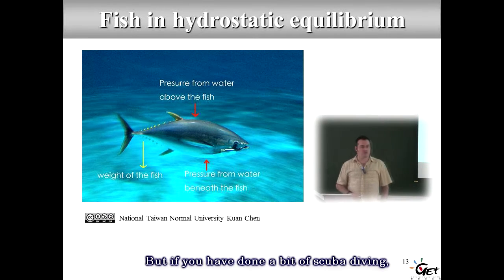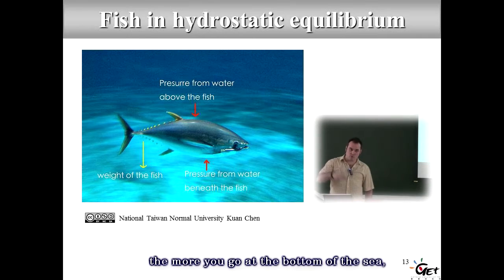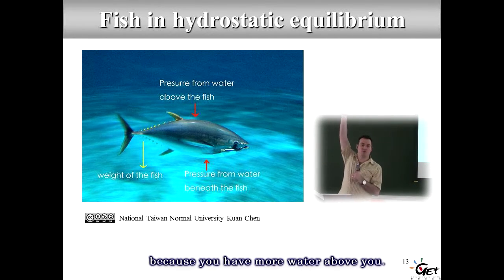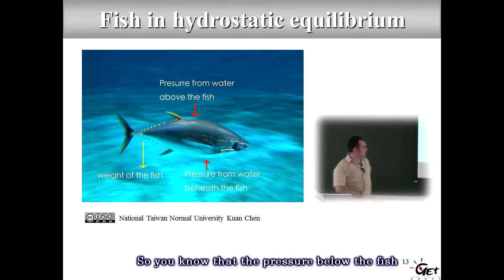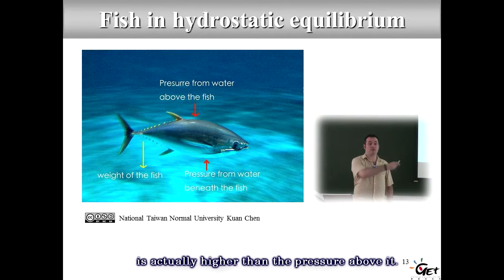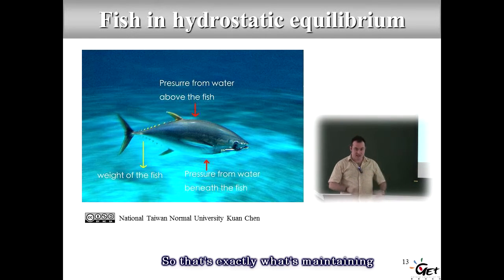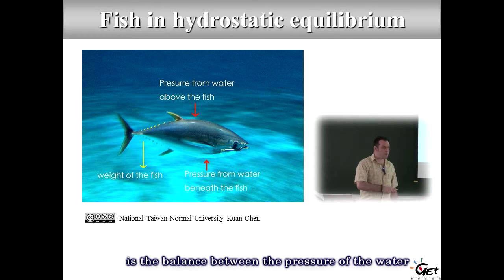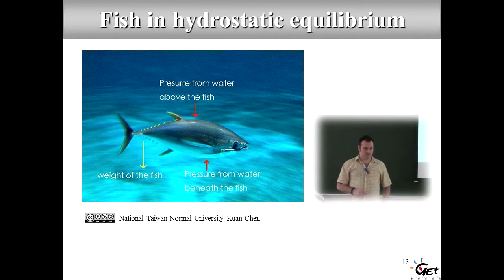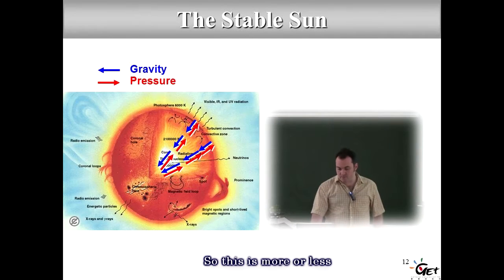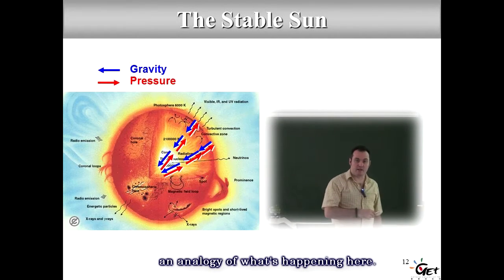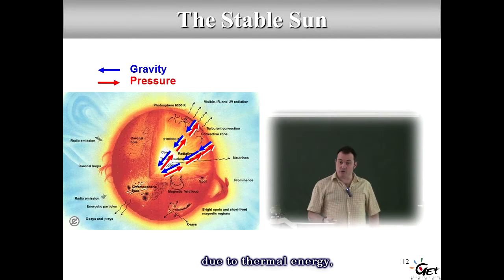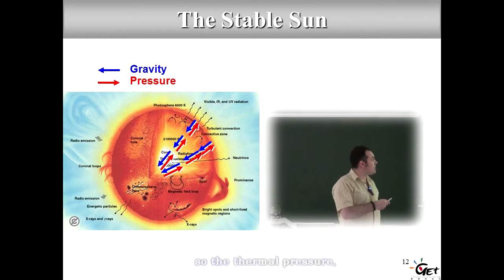But if you have done a bit of scuba diving, you know that the more you go to the bottom of the sea, the higher the pressure is. It's normal because you have more water above you, so you have more pressure. So you know that the pressure below the fish is actually higher than the pressure above it. That's exactly what's maintaining this fish in water. It's the balance between the pressure of the water and the gravity. Okay? So this is more or less an analogy of what's happening here. You have the balance between the pressure due to thermal energy, so the thermal pressure, and the gravity.